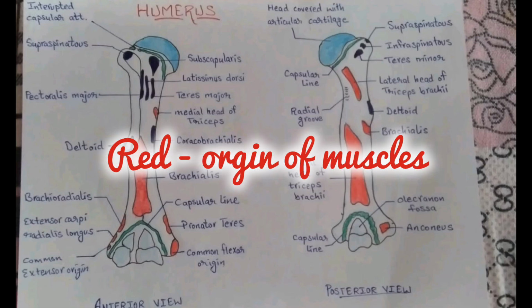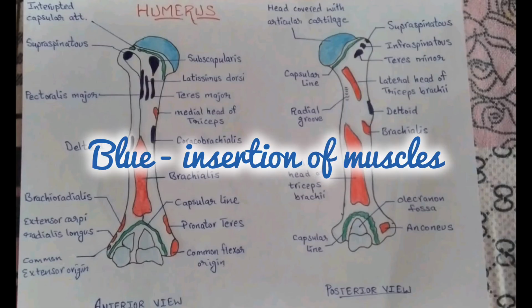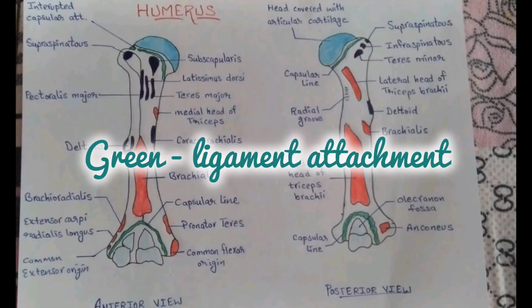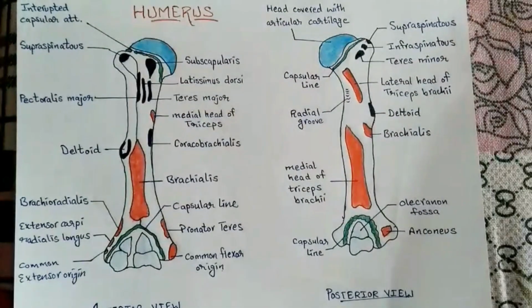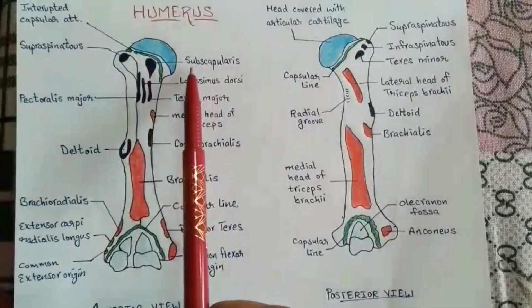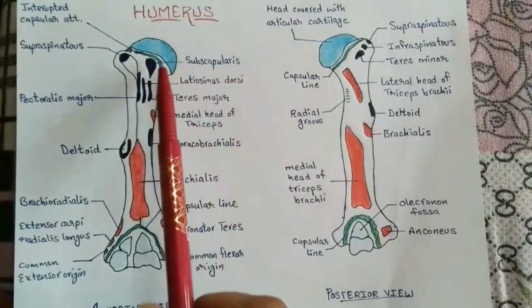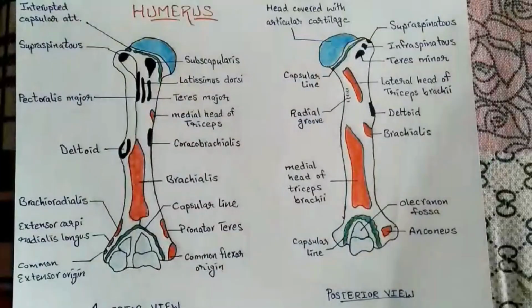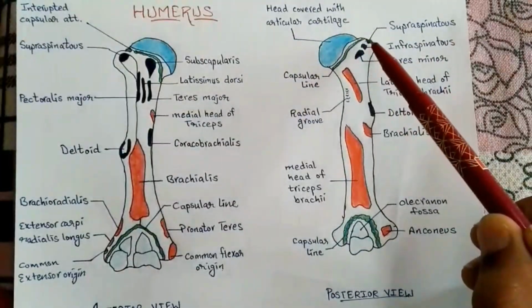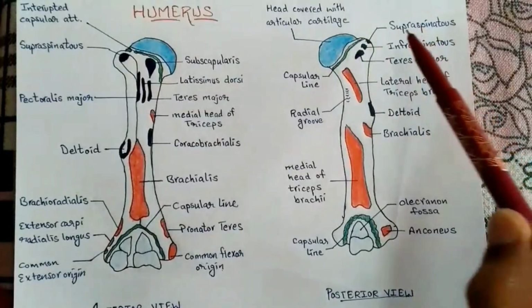Here, the red color shows the origin of the muscles, blue color represents the insertion of the muscle, and green color shows the ligament attachment. The upper end of the humerus mostly has the insertion of the muscles. The subscapularis muscle inserts on the lesser tubercle, while the greater tubercle provides insertion to three muscles.